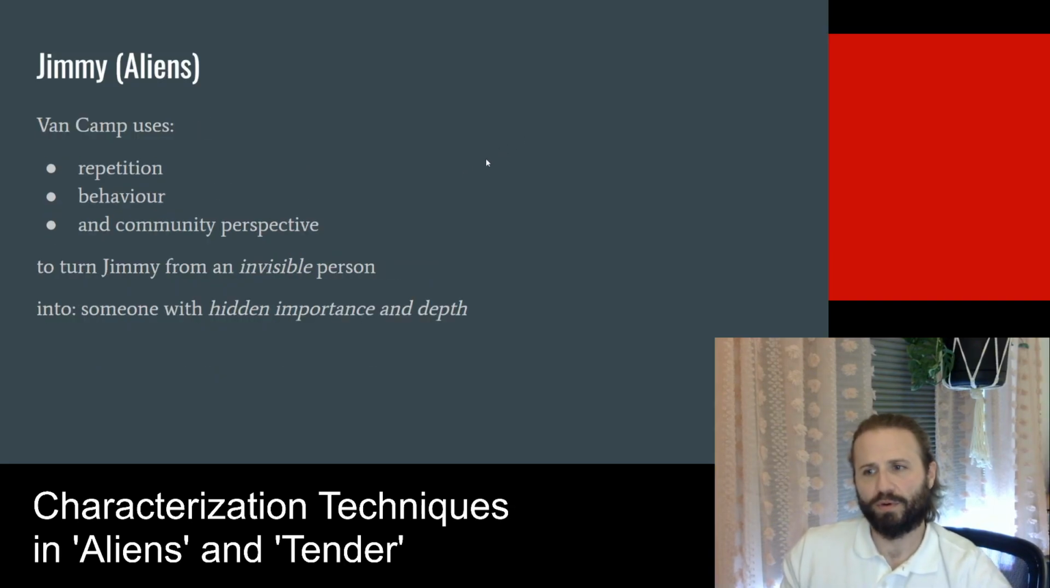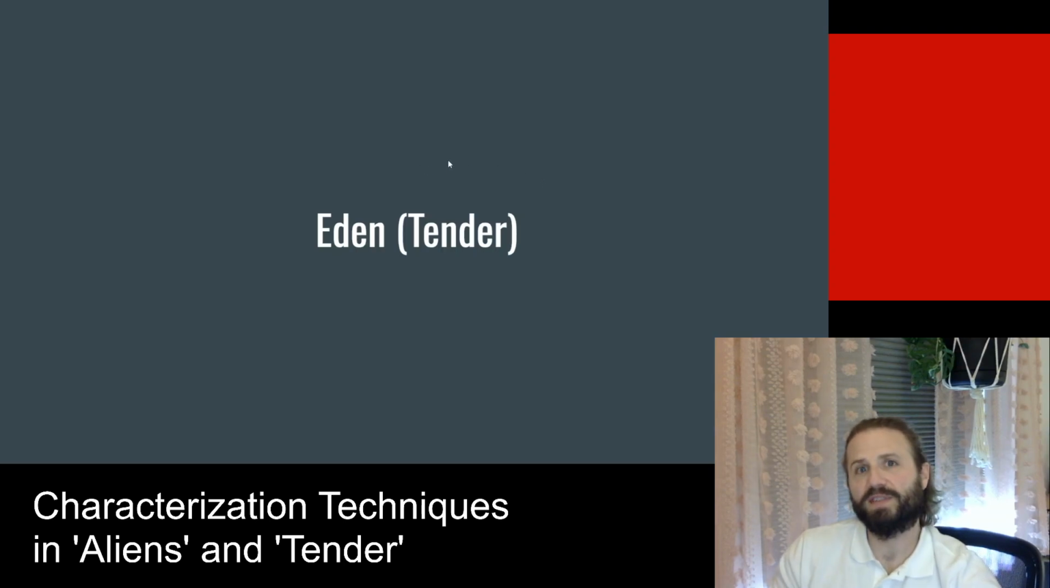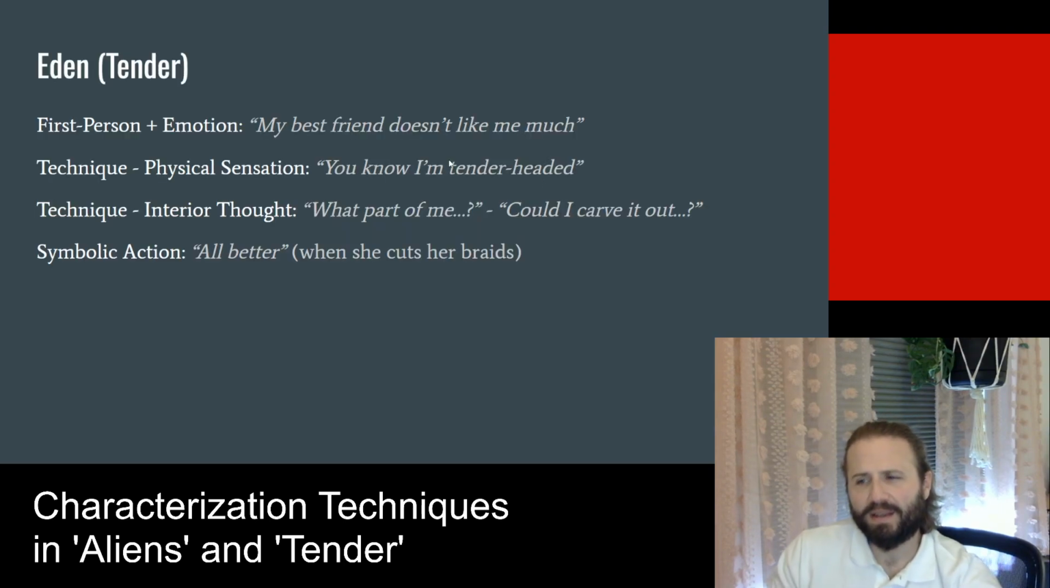Okay. So the story of Jimmy in Aliens, Van Camp uses techniques like repetition, behavior, and that community perspective to really develop the character of Jimmy. He goes from someone who's seen as a little bit invisible to someone with a real hidden importance and a depth to him.